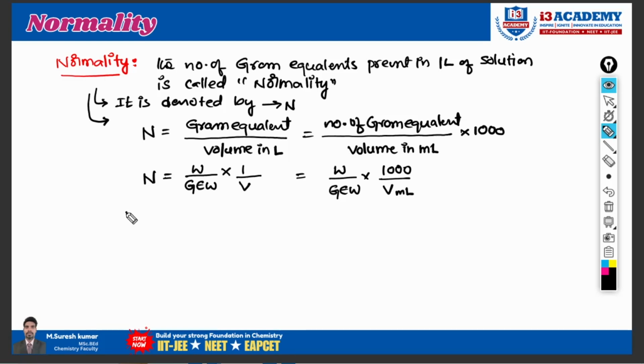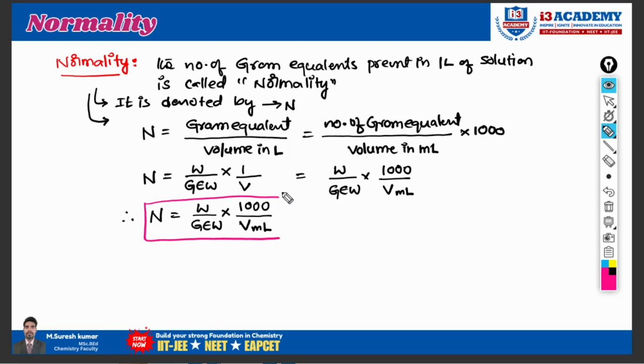So the final formula of normality we can use for calculation: Normality equals W by GEW into 1000 by V in ml. This formula is important from the calculation point of view. While problem solving we can use this formula.